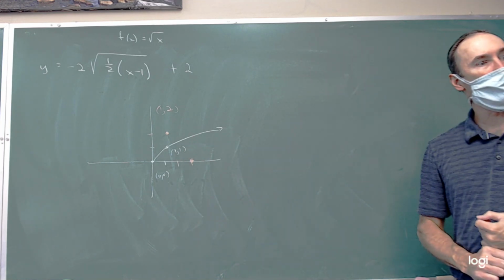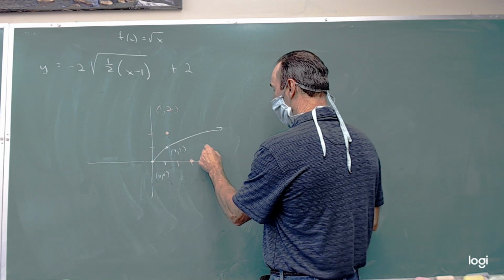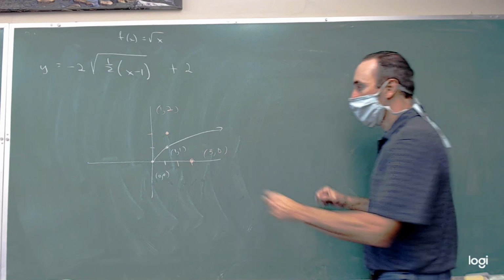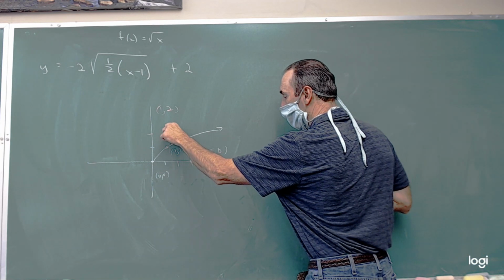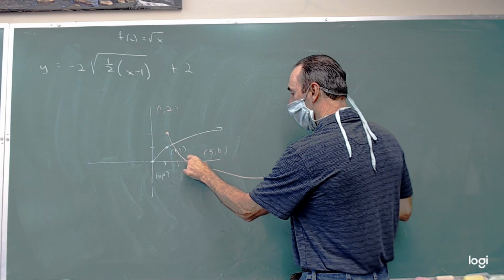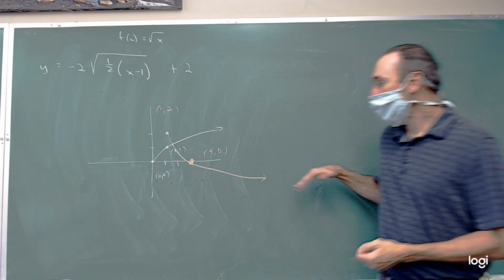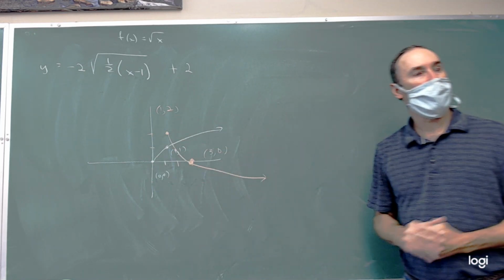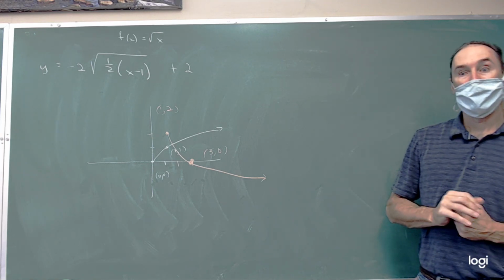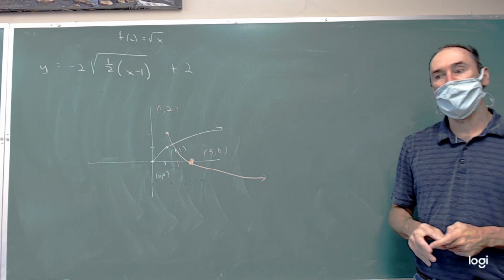You with me then? And that's going to be the point 3, 0. And then we can connect these with, now it's not linear, so it's going to be this, trying to, I almost missed that point there. Let's make it a little bigger. So it's going to be that bottom half of a sideways parabola. Make sense?